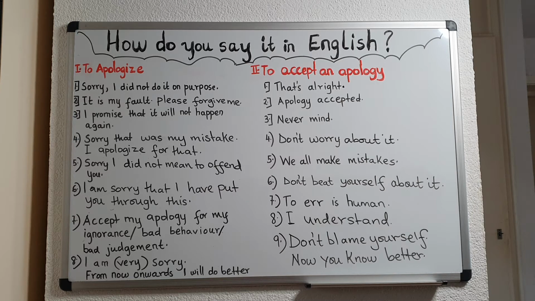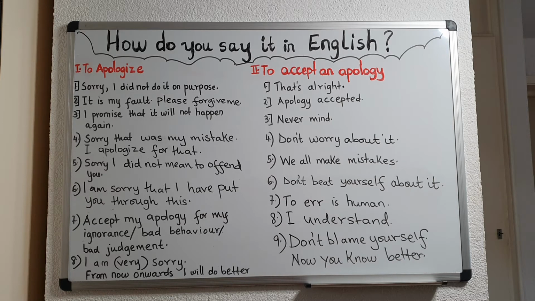Number 2, "It is my fault. Please forgive me." Now you would say this if you have done something wrong that has upset someone else and you're taking responsibility for it. You're acknowledging, you're accepting that it was your mistake. A fault is a mistake. It is my fault. Please forgive me.